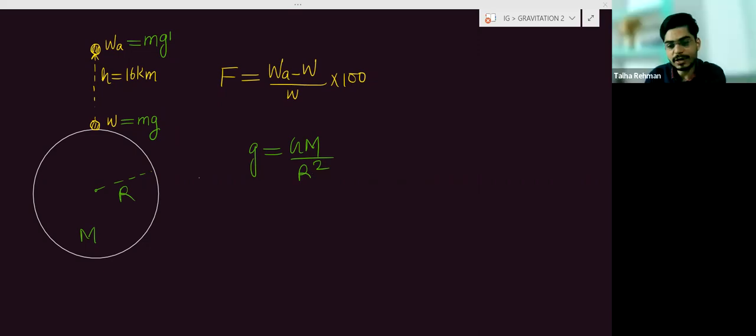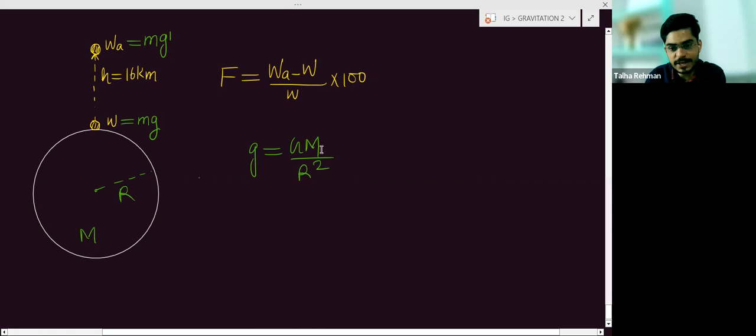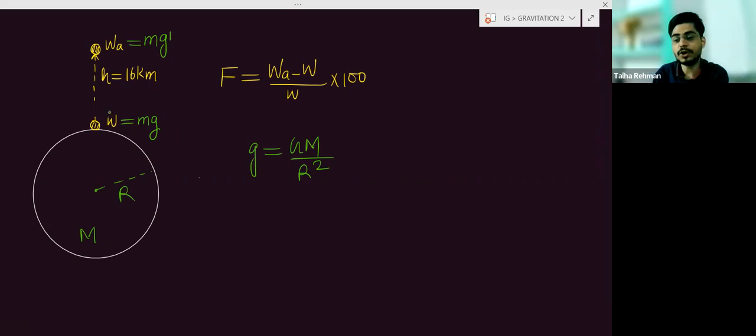The acceleration due to gravity on the surface of the Earth will be GM divided by R square. Now at a height h above the surface of the Earth, I also told you what the acceleration due to gravity will be. The formula was g dash is equal to GM divided by (R plus h) square. This distance will be R and this will be h, so it will be (R plus h) square.